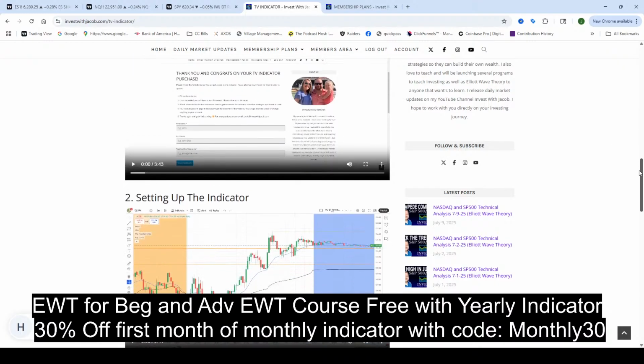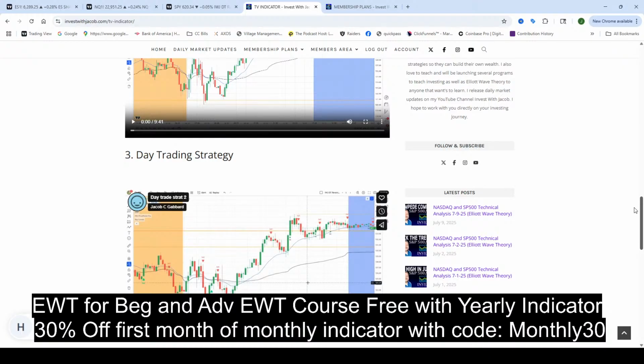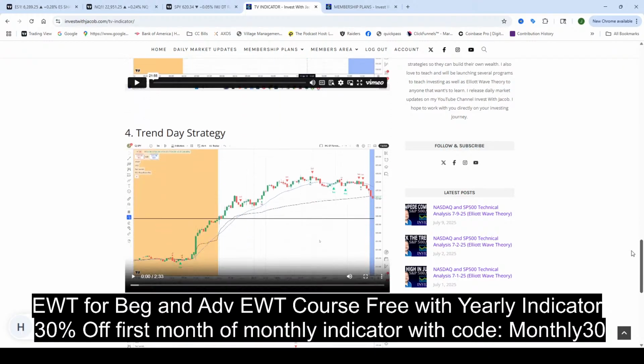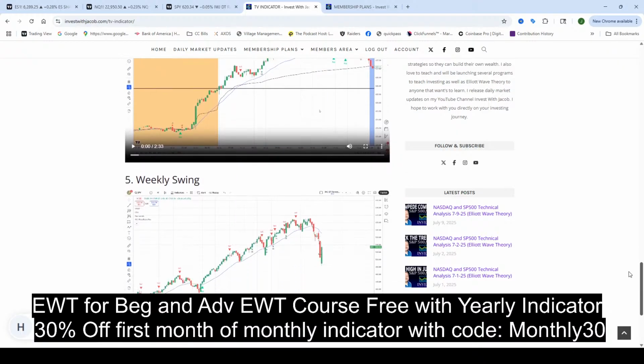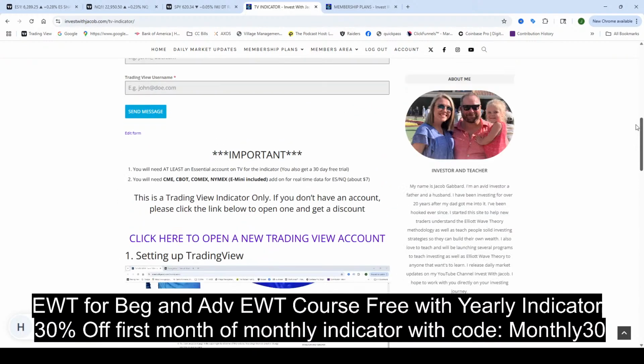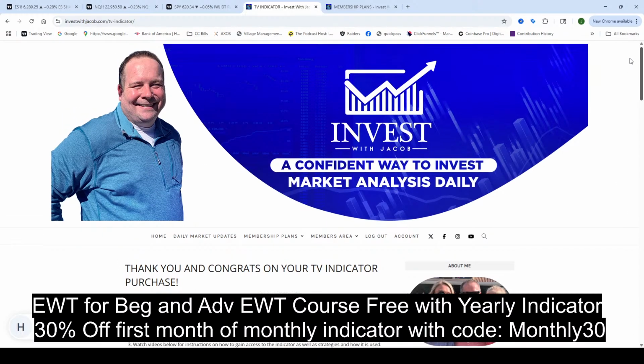So setting up TradingView, setting up the indicator, day trading strategy, trend day strategy. So trend days are not good days to trade. We try to identify them as early as possible. And that's our trend day strategy there, and then our weekly strategy for swing trading. So everything you need is in there.